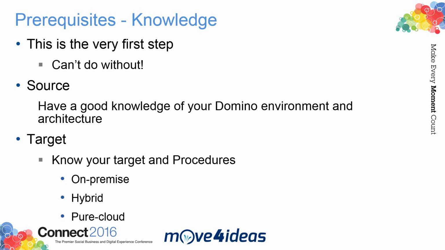So the knowledge you can't do without. You should manage your Domino environment and architecture in terms of space, of region, and we will see everything with the matrix in the next slides. So the target: you should know your target and procedures. Will you be on IBM Verse on-premise, hybrid, or pure cloud? This is really important because it will change your point of view.